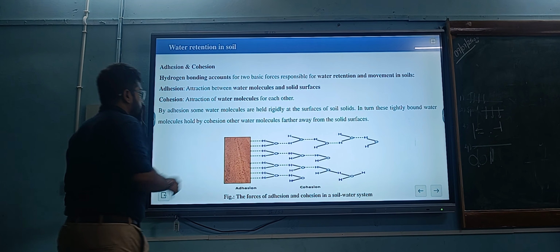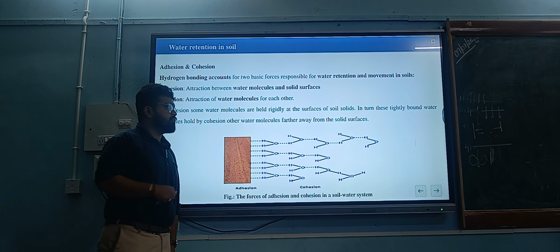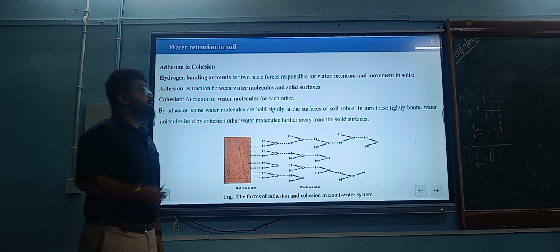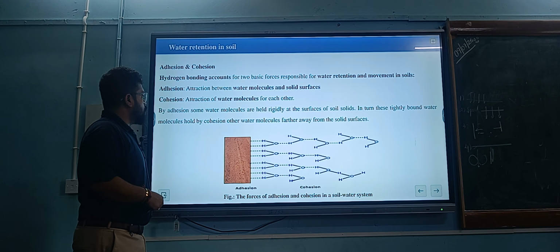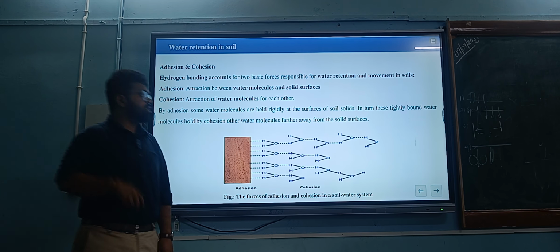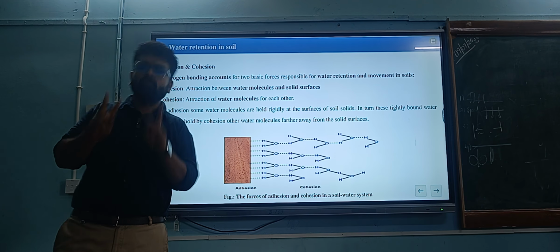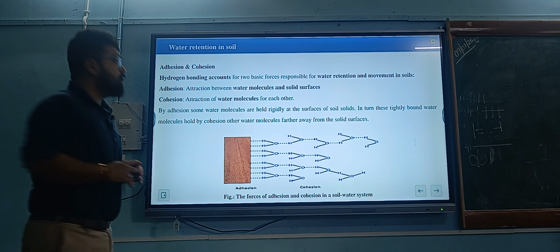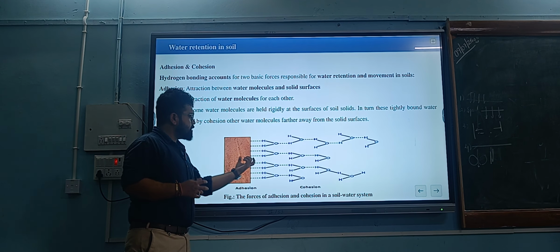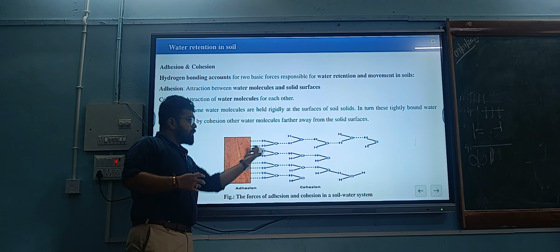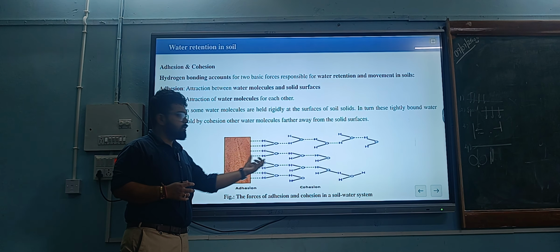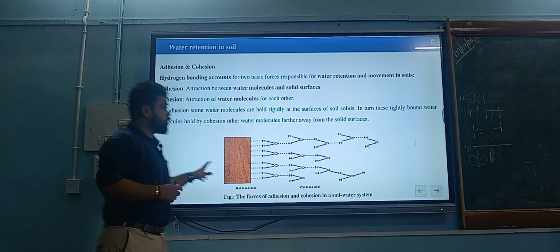By adhesion, some water molecules are held rigidly at the surface of the solid. In turn, these tightly bound water molecules hold, by cohesion, the water molecules farther away from the solid surface. So these are the two forces which determine how tightly the water is held within the soil space: with respect to the solid, that is adhesion, and between the water molecules it is cohesion.